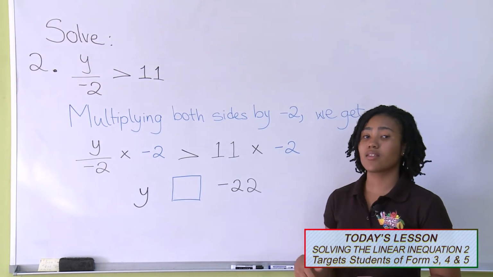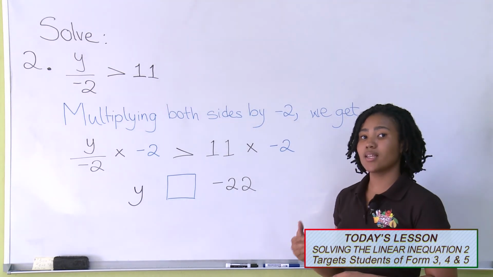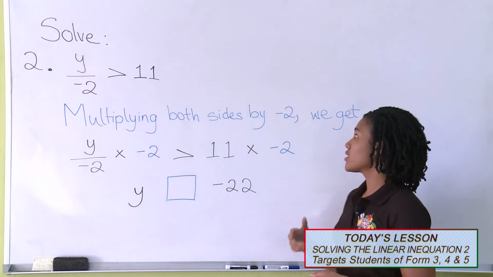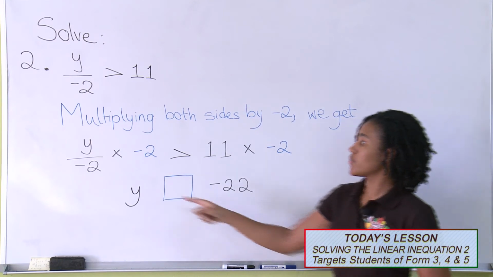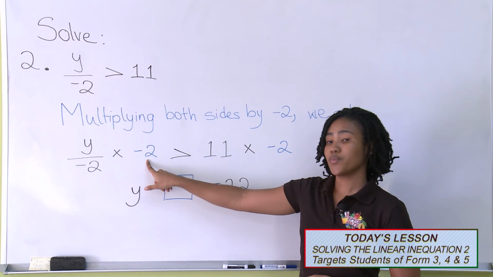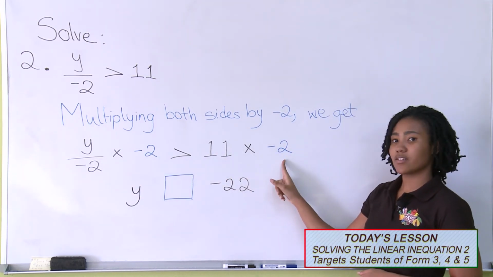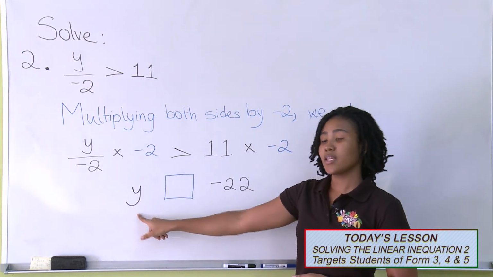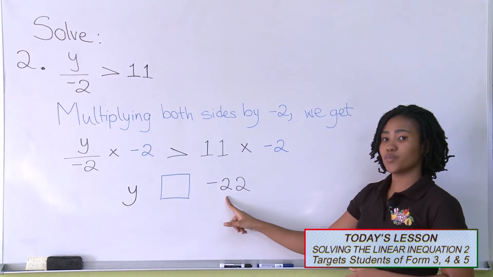Okay, so here we have another example. y over negative 2 is greater than 11. Now we're going to solve this linear inequation by multiplying both sides by negative 2. When we do so, we get y divided by negative 2 multiplied by negative 2 is greater than 11 multiplied by negative 2. Now when we simplify this, we get y. And when we simplify this, we get negative 22.